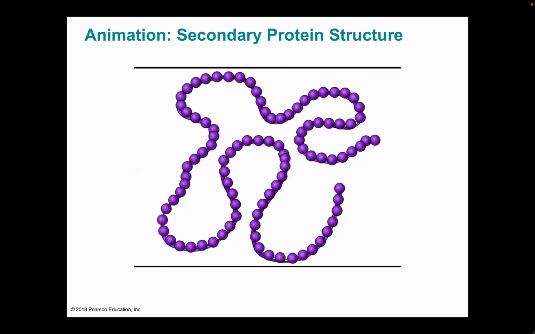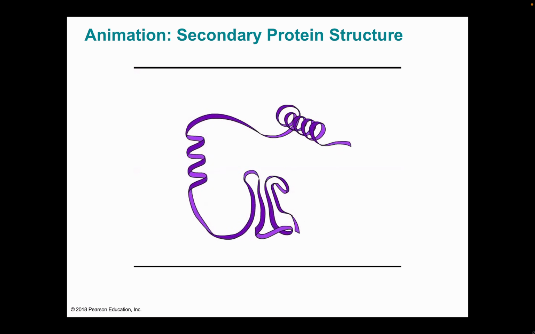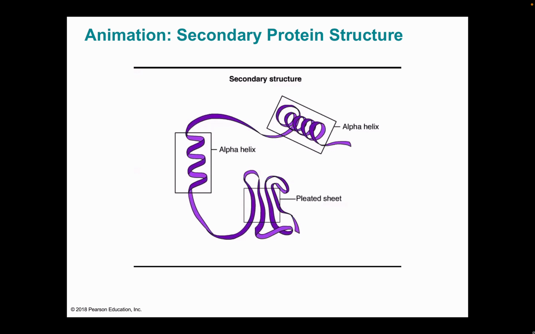In most proteins, parts of the polypeptide chain are coiled or folded, forming twists and corrugations. This is secondary structure. The turns and folds of secondary structure contribute to the protein's overall shape. One kind of secondary structure is the alpha helix, where the chain twists. Another is the pleated sheet, where the chain folds back on itself, or where 2 regions of the chain lie parallel to one another.